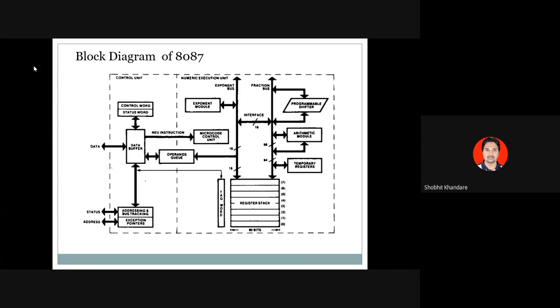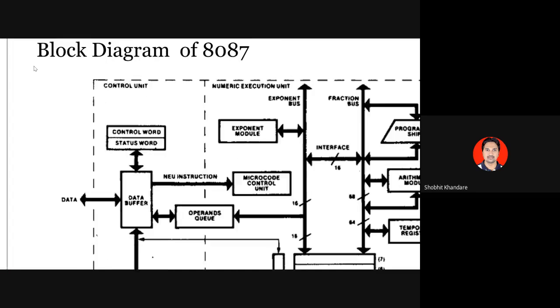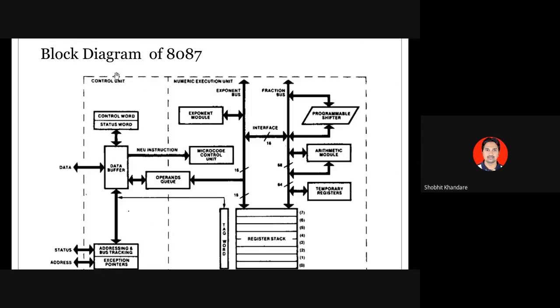This is a functional block diagram. This is also important, so you should know. I will brief you on what this functional diagram is telling about. Now this functional block diagram is divided into two parts. This is called the control unit, and this part is called the numeric execution unit.